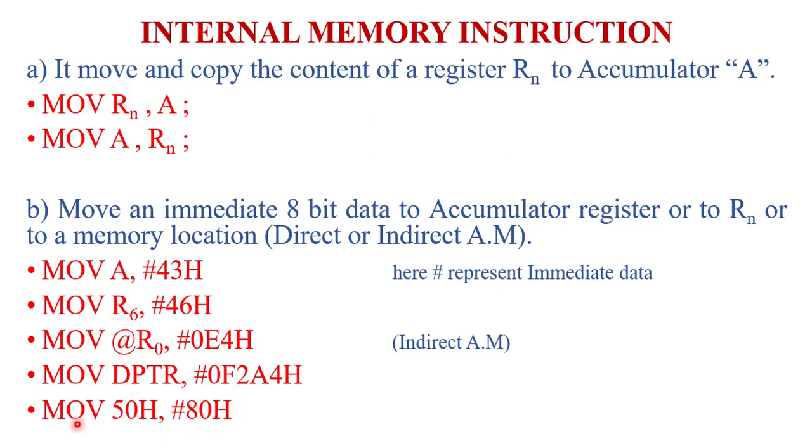Next instruction is MOV 50H, #80H. Hash represents it is an immediate data and 50H represents this is the address of the memory location where we want to store the data. So this instruction tells that move 80H data into this memory location.